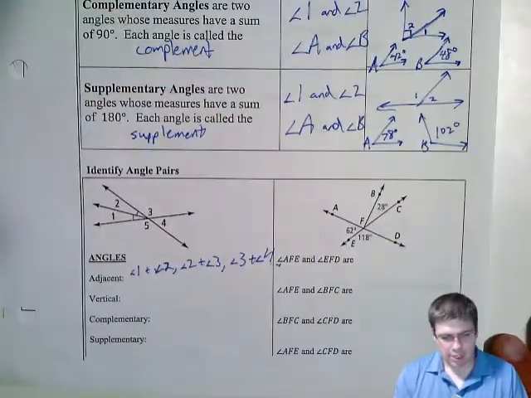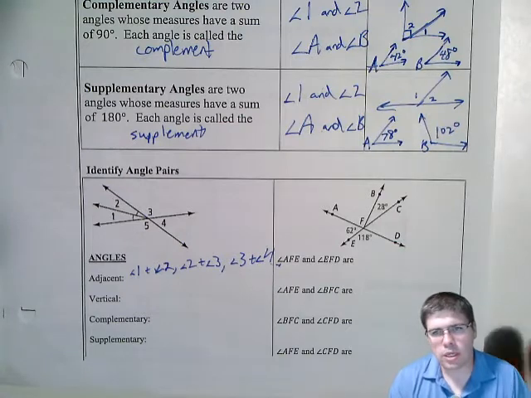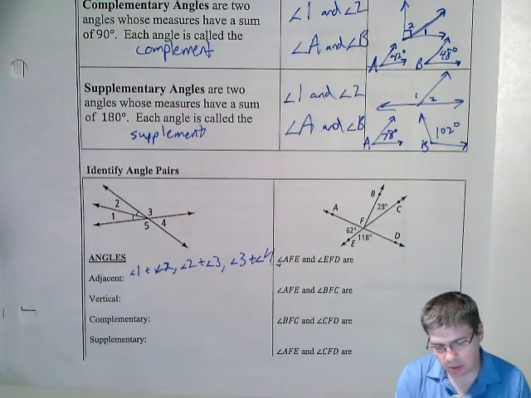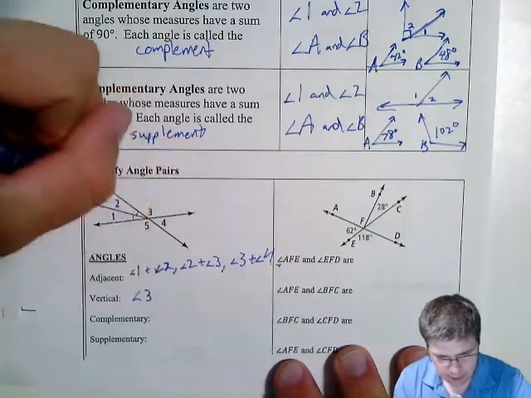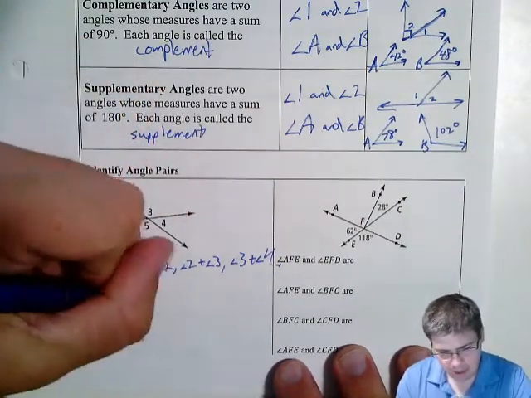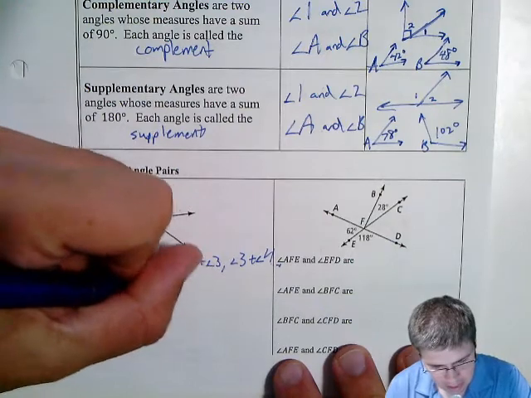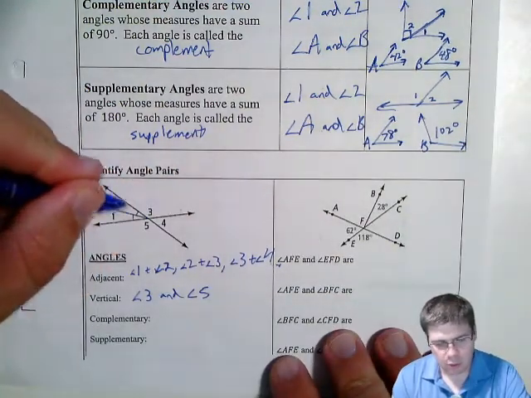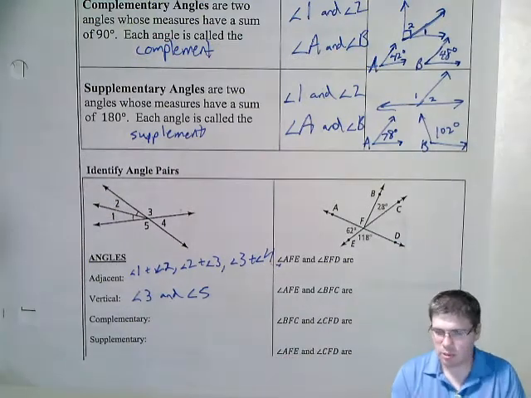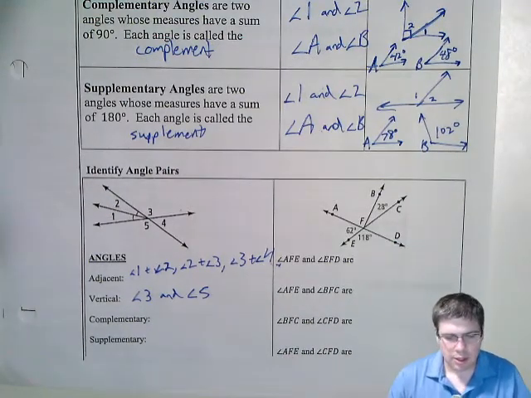Vertical angles. We actually only have, as labeled, one set of vertical angles here, and that would be angle 3 is vertical with angle 5. Angle 3 and angle 5. Those are vertical angles. 4 would be vertical with the combination of 1 and 2, but since that's not labeled, I won't do that.